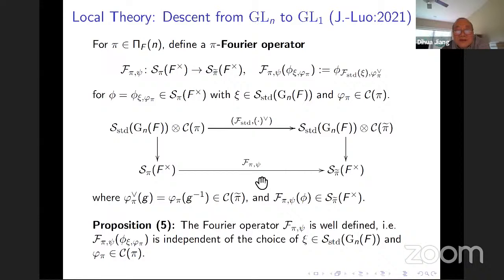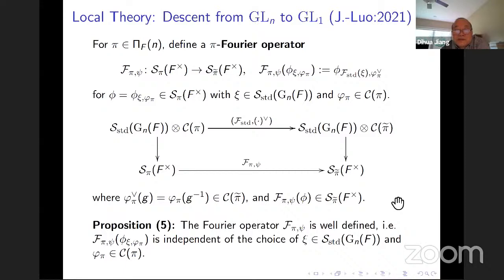Because we define the Fourier transform like this: you take a function here, you pull back. And this is not injective, right? So you have many fibers. In other words, you have to show that the definition of the Fourier transform is independent of the choice of the pre-image. So it takes pages to prove this, but it's well-defined. Independent of the choice of the matrix coefficient.